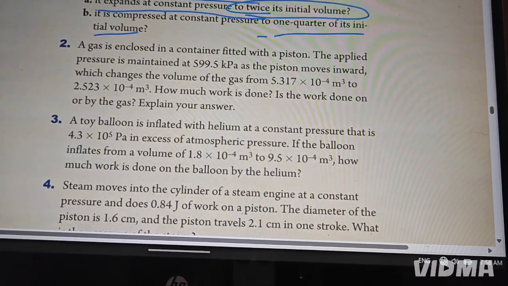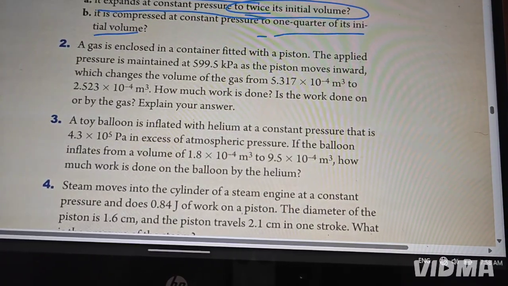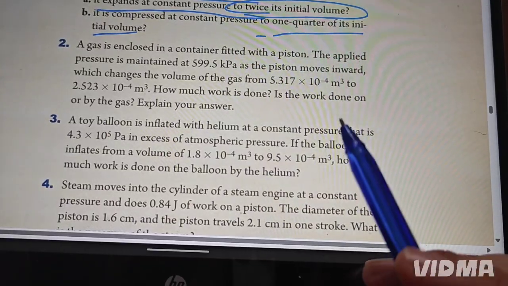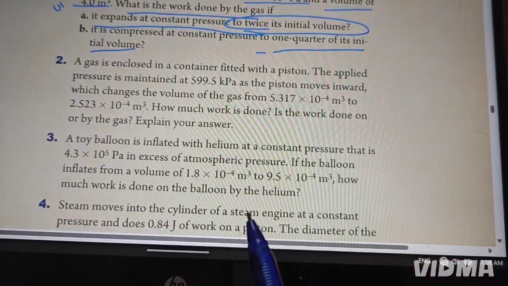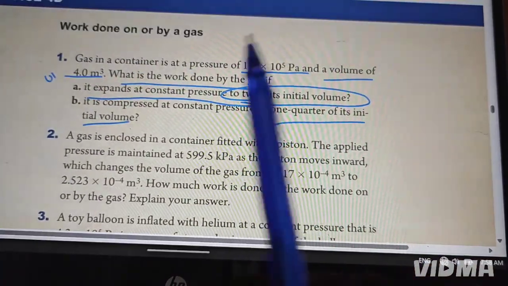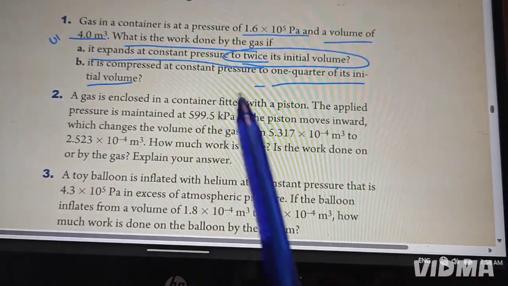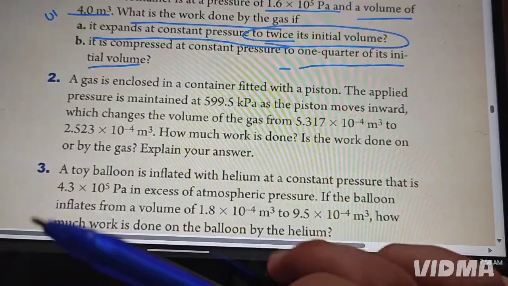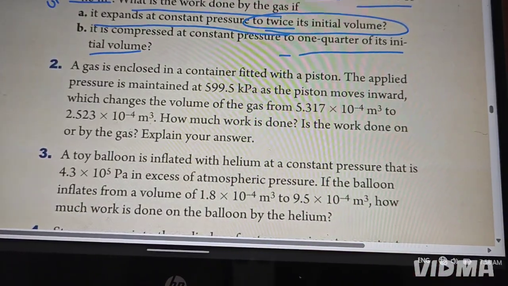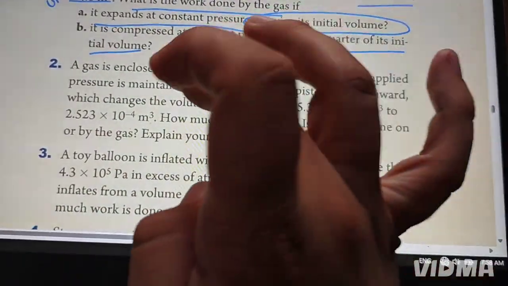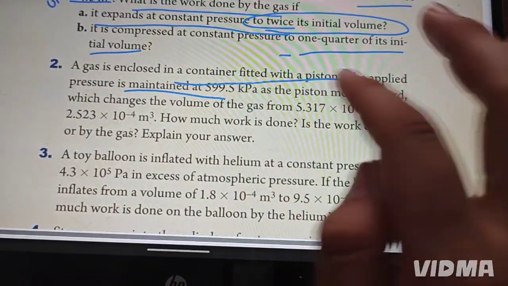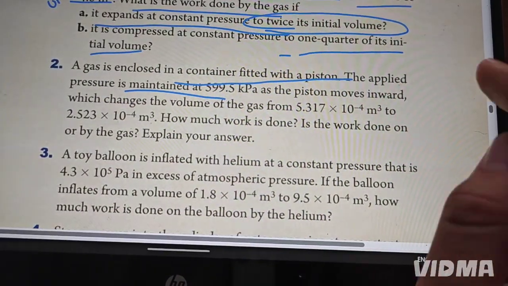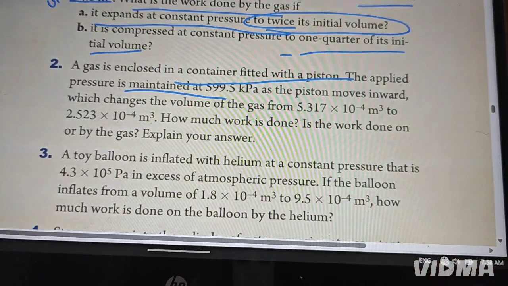Hello dear students, and we are back again to keep solving and keep explaining chapter 4 and section 3, heat and work. In the last video we solved question 1, and now we reach question 2. The question says a gas is enclosed in a container with a piston, and the applied pressure is maintained at 599.5 kilopascal. This is the pressure.